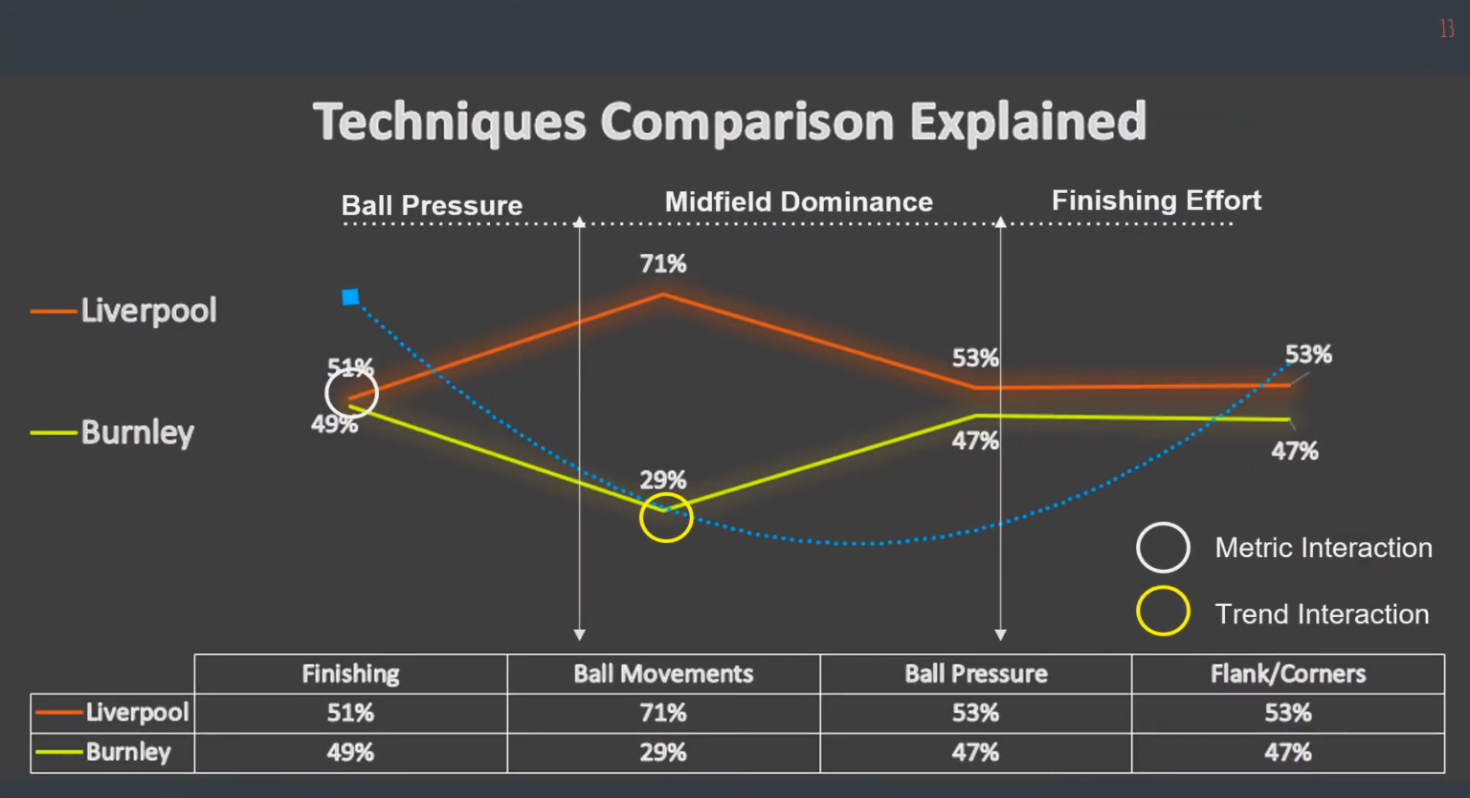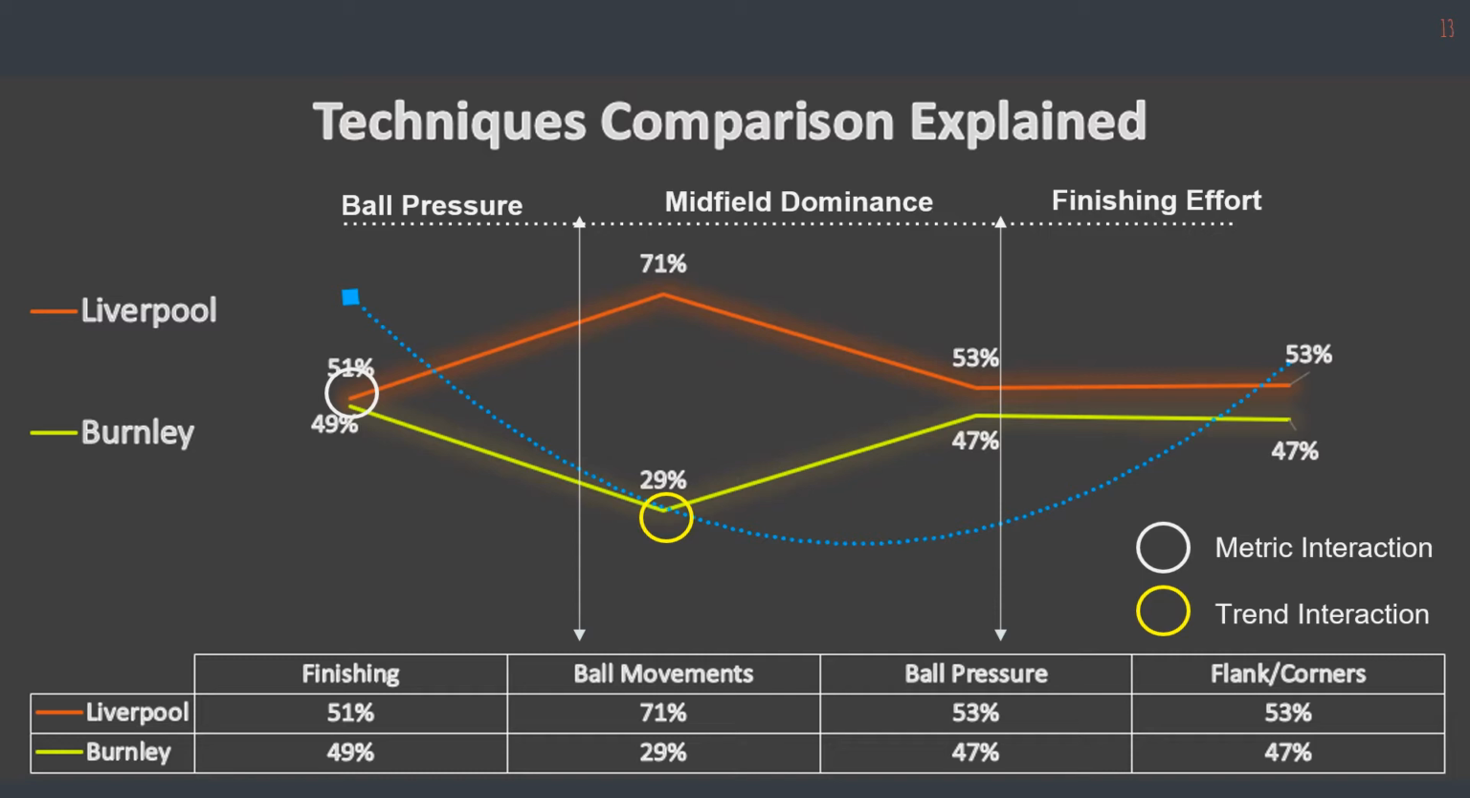From this graph, we have drafted ball pressure, midfield dominance, and finishing effort as three key segments, as direct, tactical, and technical domain settings. We have also designed two metric interpretation types, known as a metric intersection in white and a trend intersection in yellow, for behavior classifications. In brief summary, both teams interacted in the ball pressure domain, which classified both sides as equally competitive on the ball.